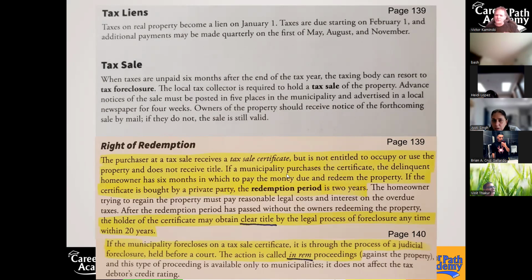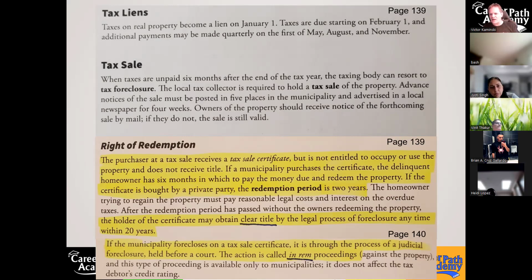And if a municipality purchases the certificate, if the municipality were to pay someone's taxes and get the certificate for some reason, maybe they wanted the property, the delinquent homeowner has 6 months in which to pay back the money to the municipality. But if it's a private investor like you or I that go to these tax auctions, the redemption period is 2 years. We need to know this for exams. What is the redemption period for private parties that purchase tax sale certificates? 2 years. And for municipalities? 6 months.